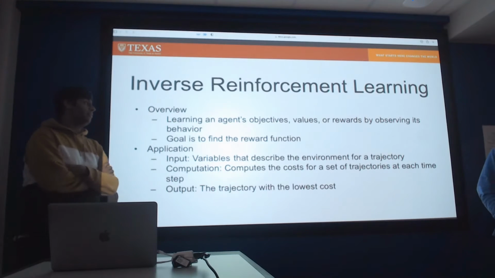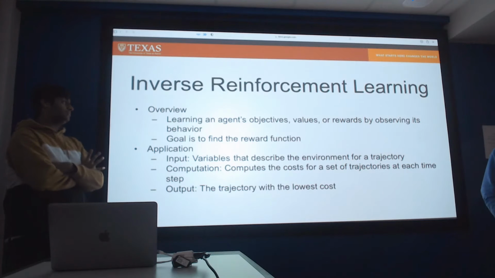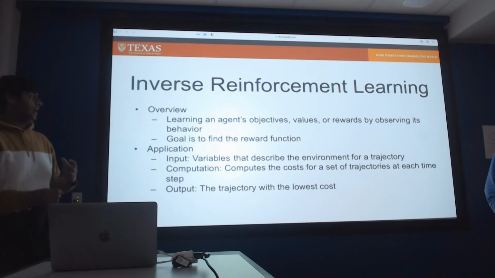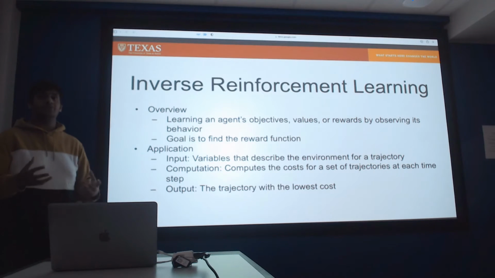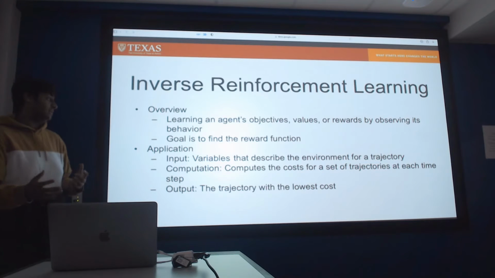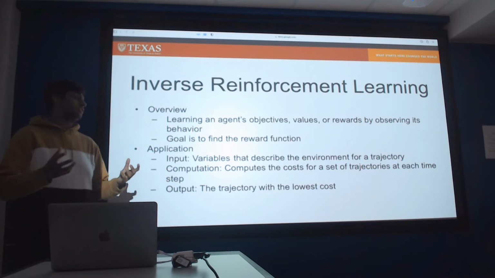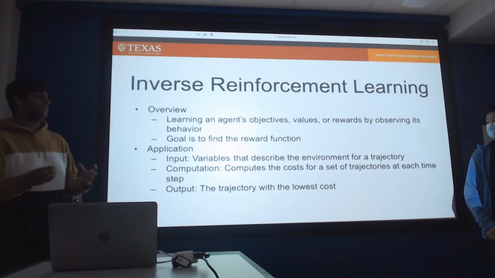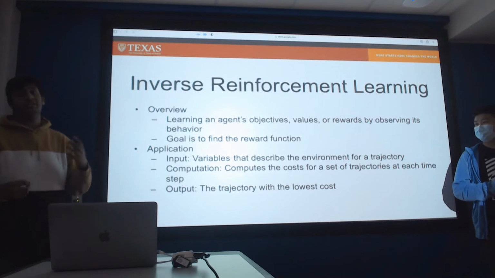So a little bit more about our actual approach. We're trying to really learn how we want the agent to interact inside of its environment, given these different possible trajectories. And the goal is to find a reward function that can describe its optimal policy.